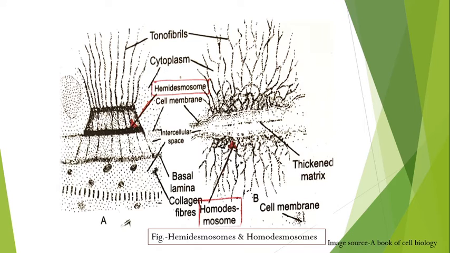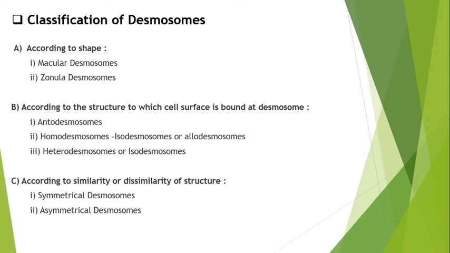See in the hemidesmosomes diagram: the basal lamella, collagen fibers, the intercellular space, cell membrane, cytoplasm, tonofilaments. Similarly in diagram B, the homodesmosomes, there are also a thickened matrix, intercellular space, cell membrane, cytoplasm, tonofibrils, and the junction is the homodesmosomes. So we see the classification according to shape, structure, function, similarity, and dissimilarity.